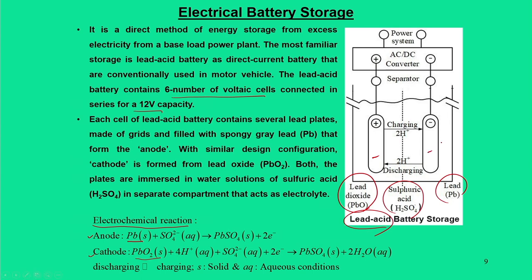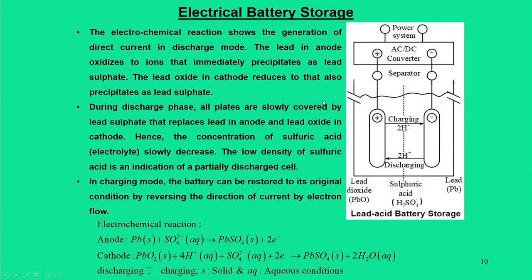Then what happens during charging and discharging? The lead in the anode oxidizes to ions and immediately precipitates as lead sulfate. So, during the discharge phase, the lead becomes oxidized to form ions, and in the cathode the lead oxide takes up these ions to get back to PbSO4 and again forms an aqueous solution.